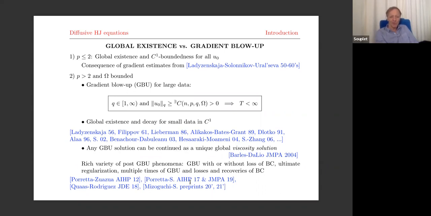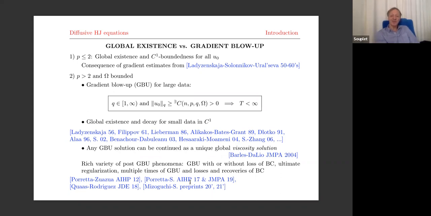Then it's quite well known now that gradient blow-up occurs for large initial data. There are various criteria which provide sufficient conditions for gradient blow-up. One of them is just largeness of the L^q norm for some finite q. This is not true for q equal infinity, by the way. But for any finite q, if the initial q norm is large, then you have finite time gradient blow-up. On the other hand, if you start from small initial data, small in C1, then you have global existence and decay.